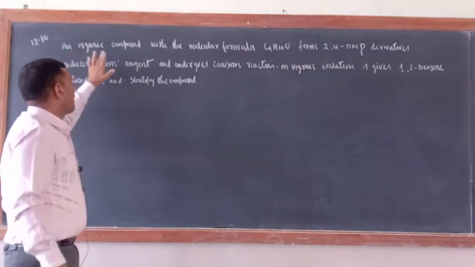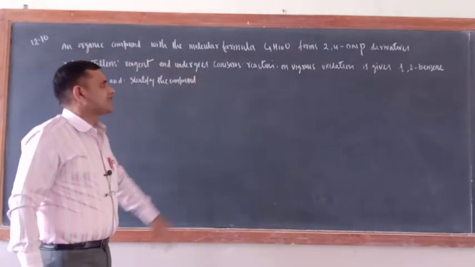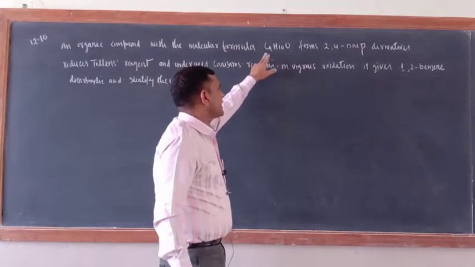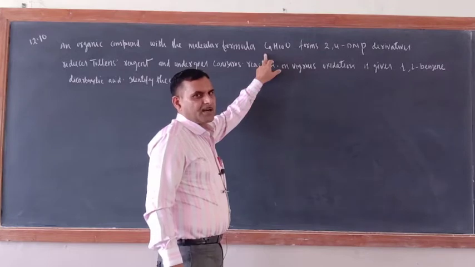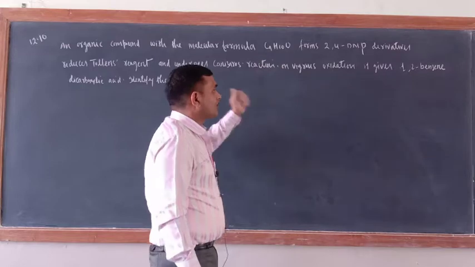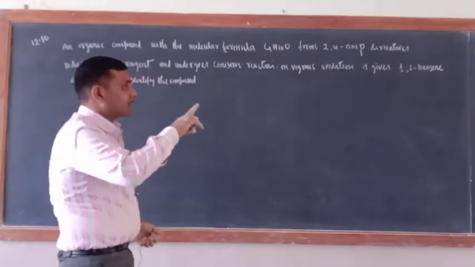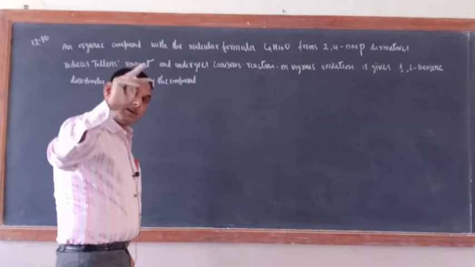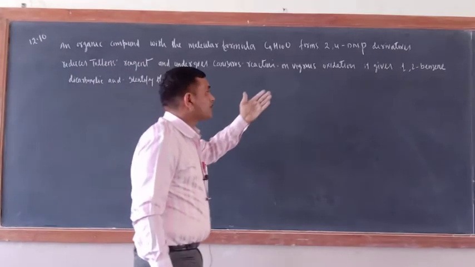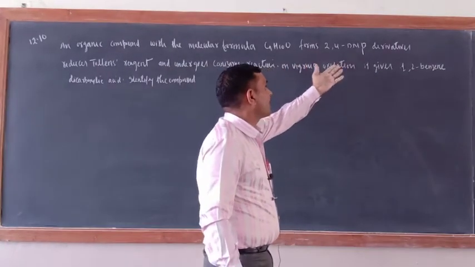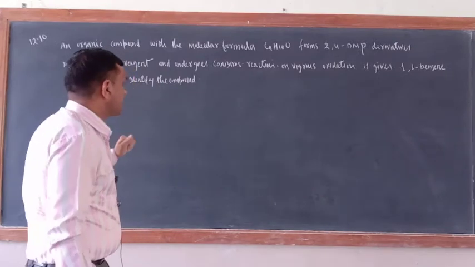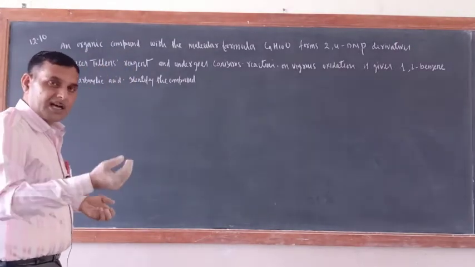Just see, an organic compound with the molecular formula C9H10O. In this molecular formula, there are more than 6 carbon atoms, so definitely it would be aromatic. Now the question arises: it may be an aromatic aldehyde or an aromatic ketone. Why? Because aromatic aldehydes and ketones both react with 2,4-DNP, means 2,4-dinitrophenyl hydrazine.